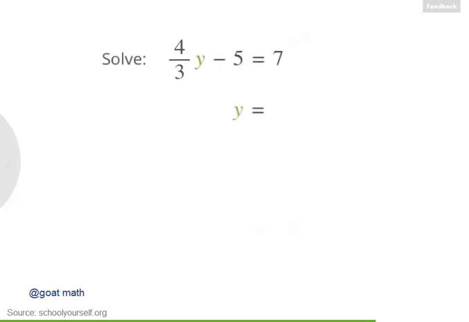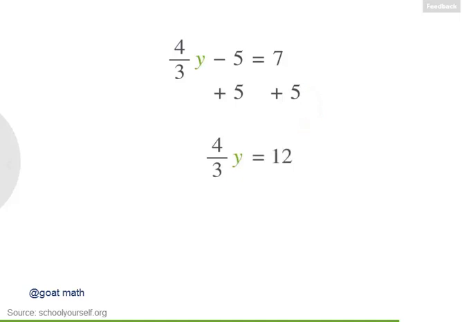Alright, now try another equation with a fraction. Solve this equation for y. Excellent work! We can start by adding 5 to both sides. That leaves us with 4/3 y on the left, and on the right, 7 plus 5 equals 12.